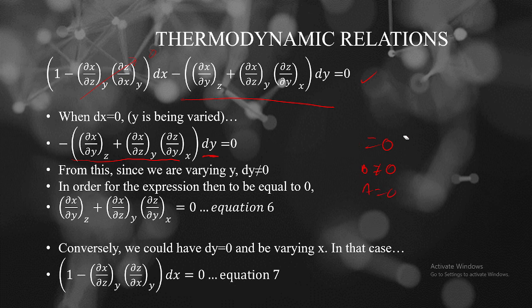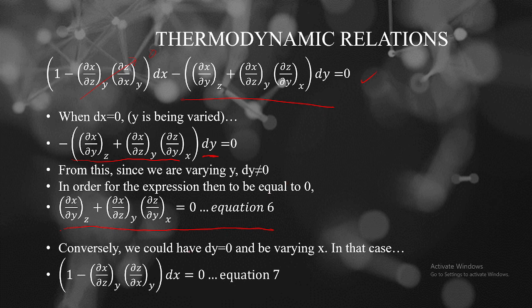So now we are saying that we were varying x and y and we kept x constant, so the x went to 0. Because we are varying y, the y cannot be 0. So for the expression to be 0, what I have in the bracket has to be equal to 0. So that's what I have down here, this expression down here, and we'll come back to equation 6 very soon.